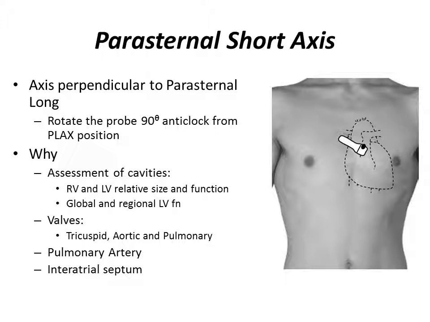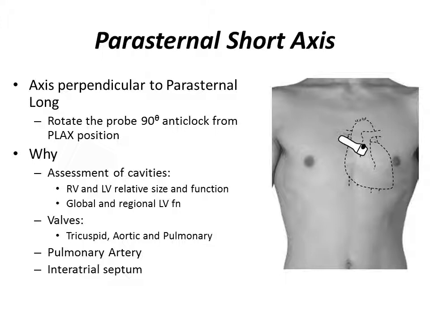So how do you get this view? You get the left parasternal long axis view. You keep the mitral valve right in the center of your screen, and then with your other hand you rotate the probe 90 degrees anti-clockwise, and what you then get is what is called a parasternal short axis view at the level of the mitral valve. Why do we do it? Well, this view gives us a lot of information, and the reason is that we actually do it at a few different levels, which we'll see as we go along. So it helps us assess the cavities, the left ventricle and the right ventricle.